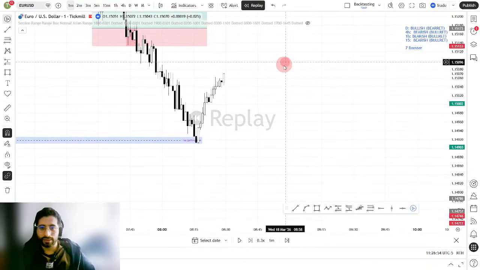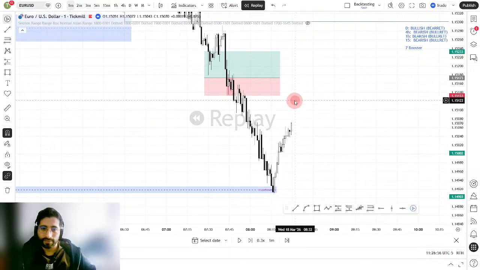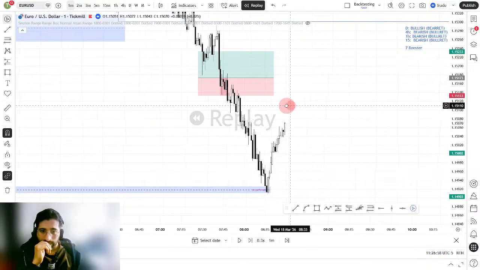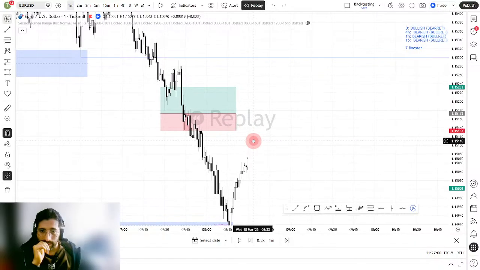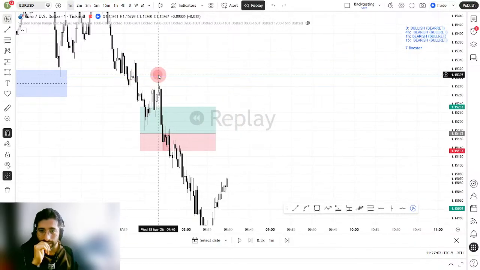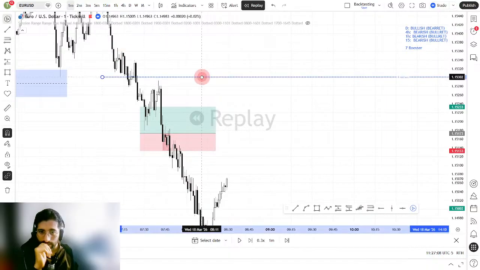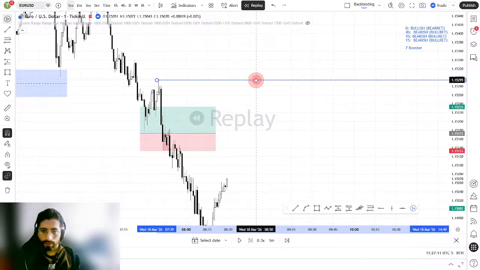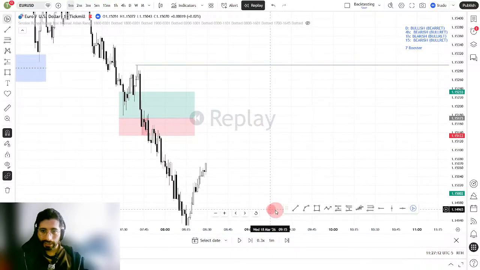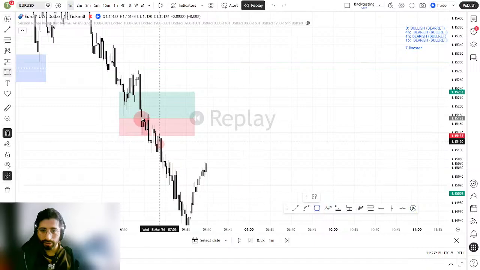Let's wait for a confirmation in 1 minute, and that's it. We need for the price to break this high here. This one or this one? Oh yeah, this one. If the price breaks this with a body of the candle, that would be a confirmation for me.